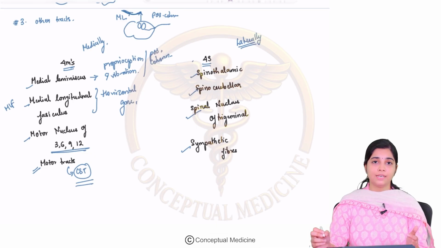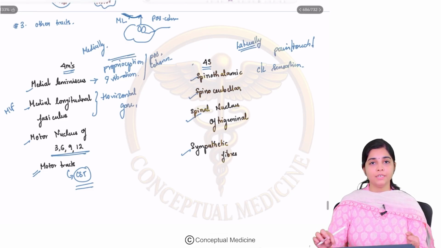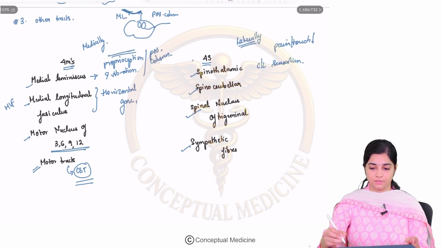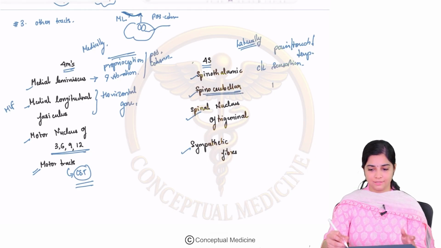Then spinothalamic tract. What does the spinothalamic tract carry? It carries contralateral sensations: pain, touch, temperature. Pain, touch, temperature is carried by the spinothalamic tract, not proprioception and vibration, because proprioception and vibration are carried by the medial lemniscus and posterior column. The spinocerebellar tract basically carries your balance related information from the opposite side.